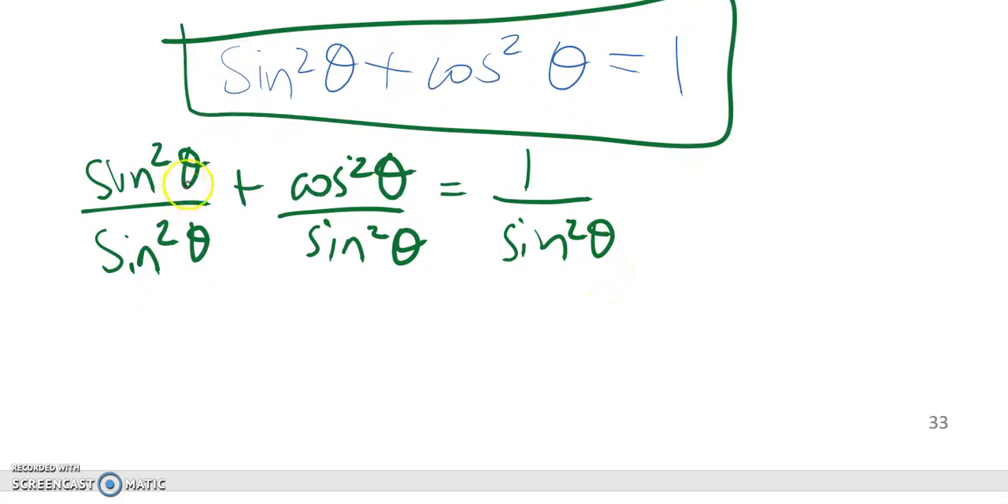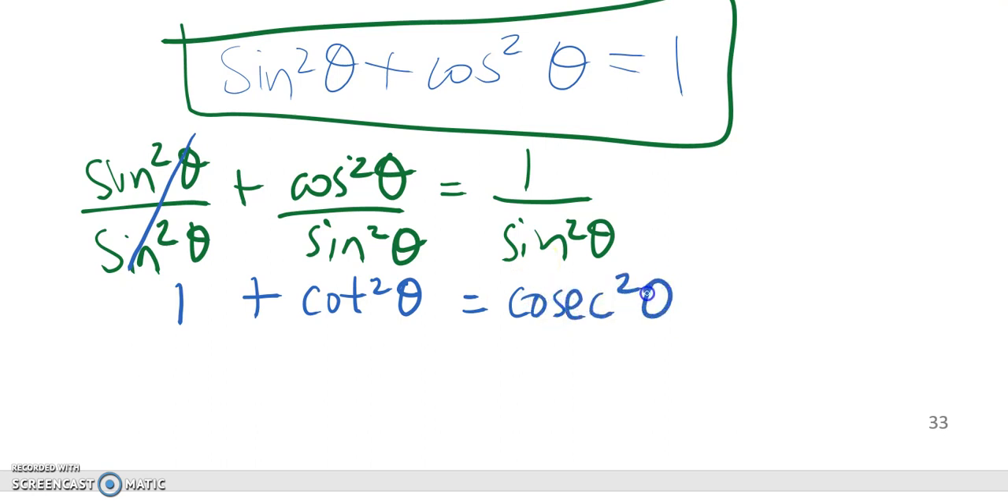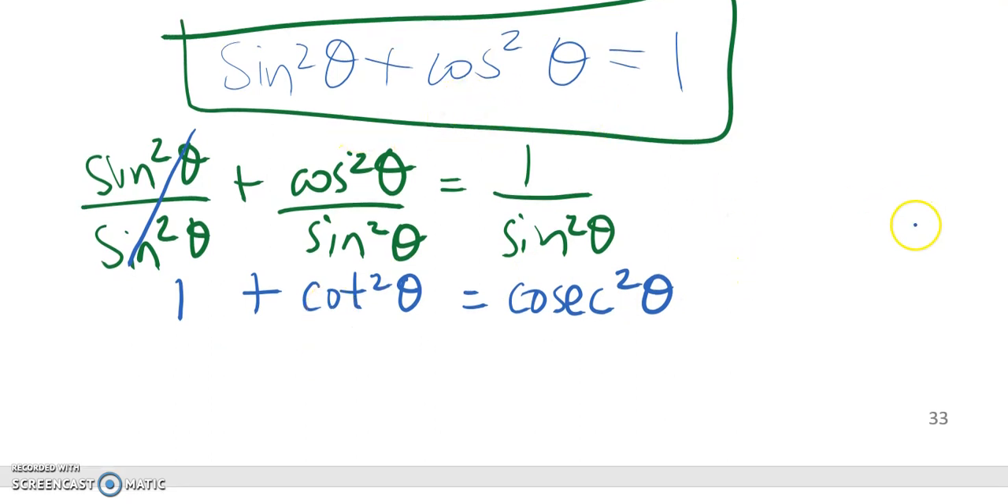But what happens here is this sine squared theta divided by itself becomes 1. Cos squared theta over sine squared theta becomes cot squared theta. And 1 over sine squared theta becomes cosec squared theta. And this, in fact, is another identity. And you can make lots of identities by dividing through by one or the other thing.